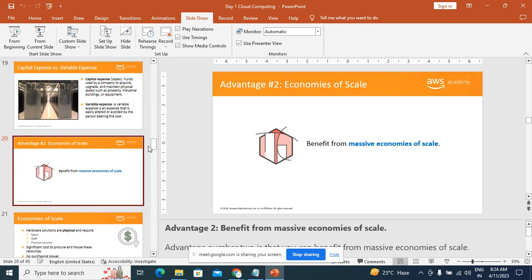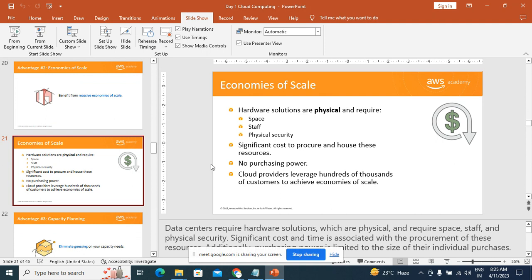And the second advantage is economies of scale. So in economies of scale, going into detail, hardware solutions are physical and require space, staff, and physical security. So when you want to use more servers, that will be incurring more expenses, in the form of space, staff, and security.